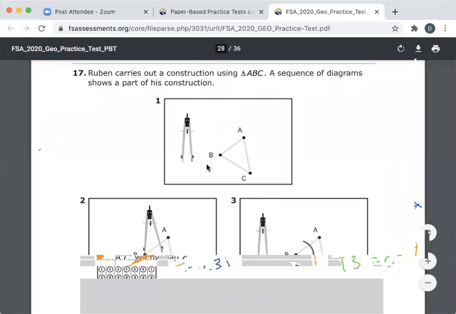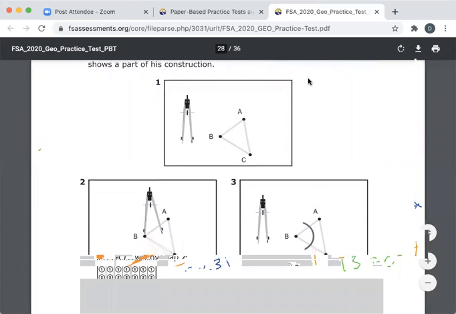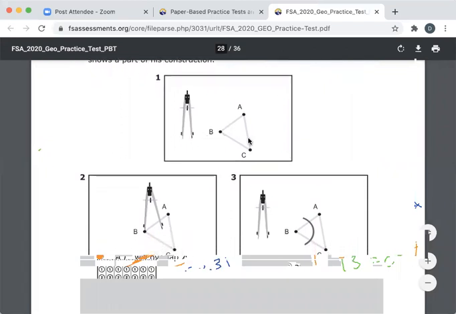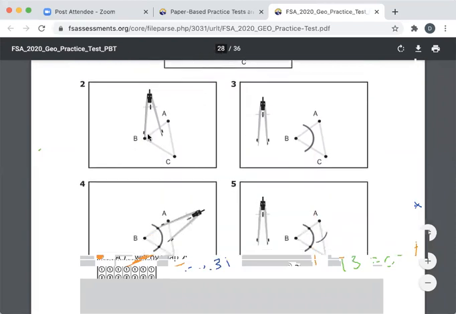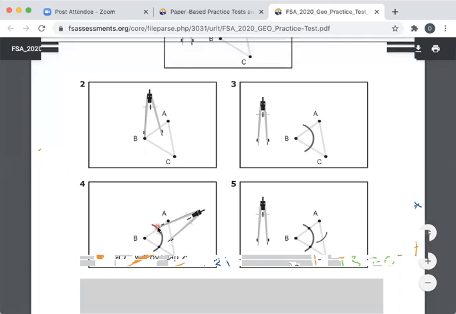Okay, so Reuben carries out a construction using triangle ABC. A sequence of diagrams shows part of his construction. So he has a compass, that's the little pointy thing, and his triangle. And he puts the point of the compass on angle B, and he draws a line, right? Okay. And then he puts the point of the compass on the line right there, and he draws another line right here. So I'm guessing he didn't change the angle of the compass any.